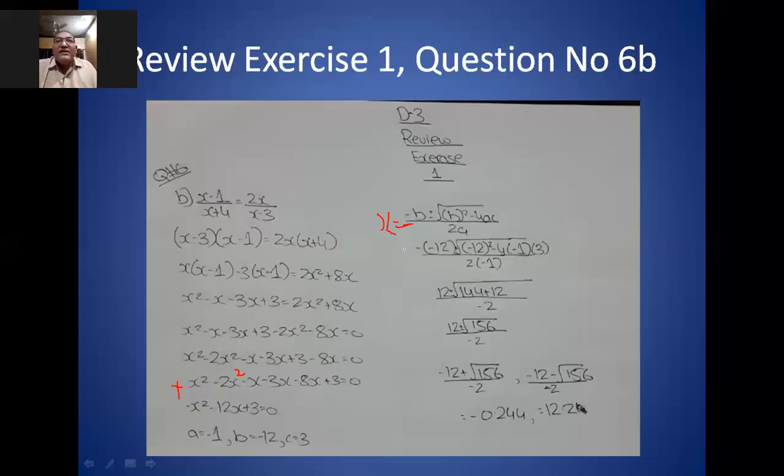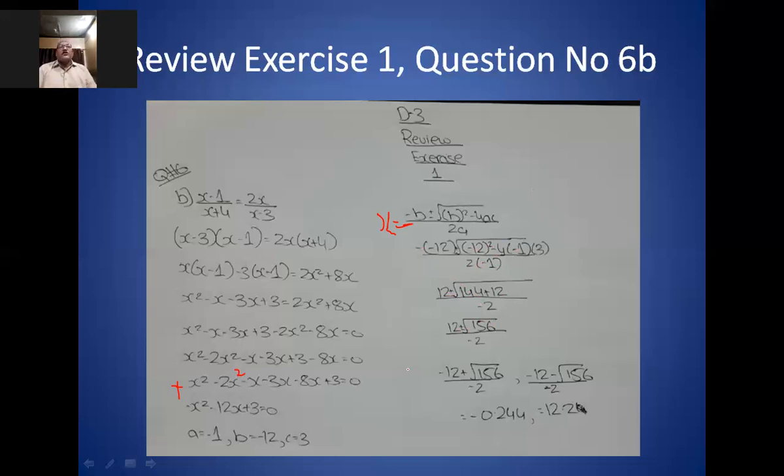The value of b is minus 12. So minus, bracket, minus 12, plus minus under root, minus 12 squared minus 4 into a value, which is minus 1, and the c value is 3. So whole thing divided by 2 into minus 1. So this minus minus will become plus. So it's 12 plus minus under root, minus 12 whole squared will be plus 144. Minus minus will be plus, 4 3s are 12. So whole thing divided by minus 2. So 12 plus minus under root 156 divided by minus 2.